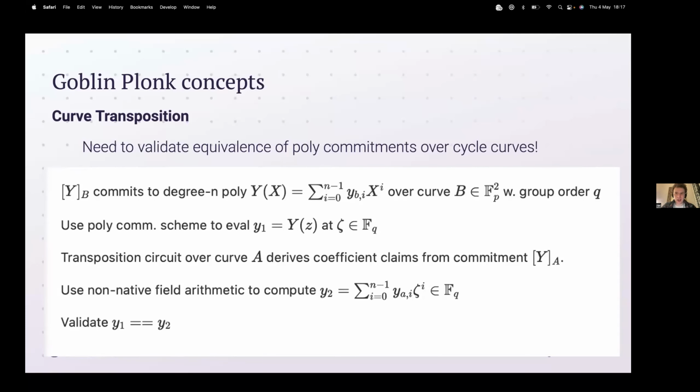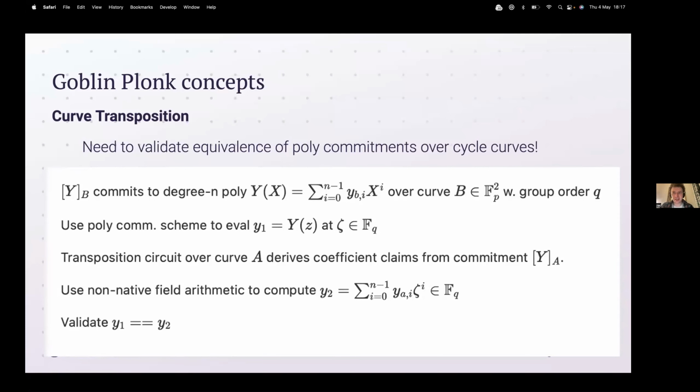And so how do you do curve transposition? I've just glossed over this. Well, you have two commitments over different curves, over different prime fields, to the same information. There's no magic bullet way of doing this, but there is a way that's pretty fast.